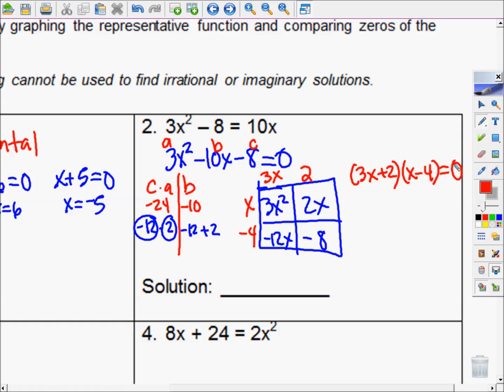So to find their solutions, I'm going to bring them apart and they're both going to equal 0. So what would x have to be for this to be a true statement? So I would minus 2, good job. So I have 3x equals negative 2. Negative 2/3. There you go. So that's one of my solutions.